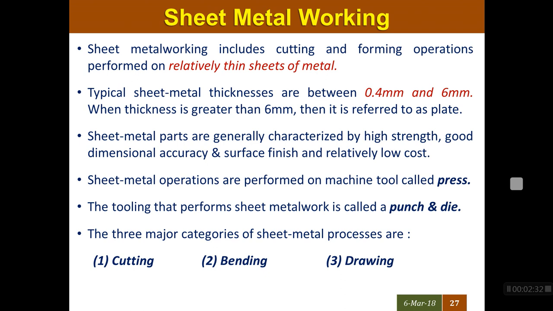In case of sheet metal operations, the machine used is called a press, and the tools which perform the sheet metal operations are called punch and die. Again, it is classified into cutting, bending and drawing, where the bending and drawing are types of forming, or part of forming.